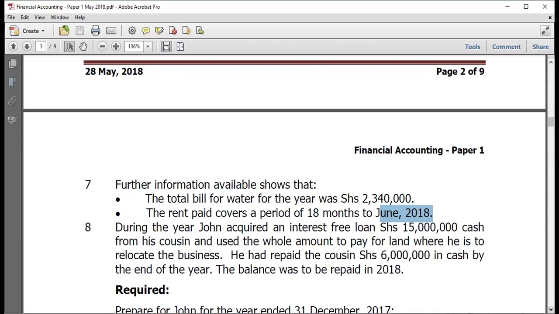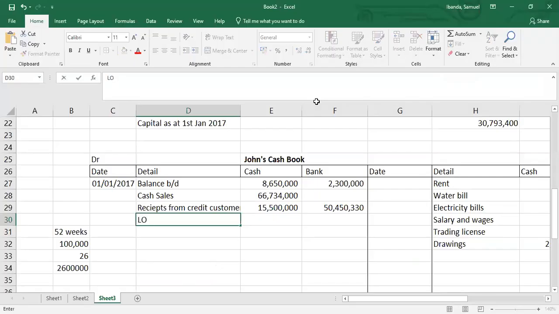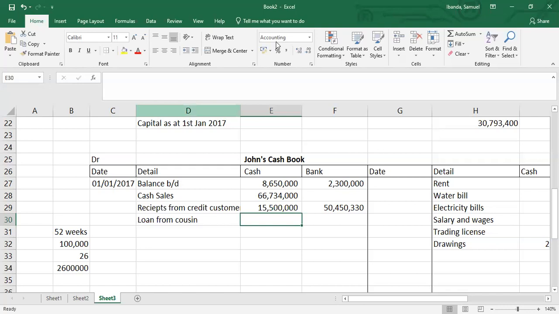So the first that we shall record is the loan, okay? The 15 million. So we shall go to our debit side here and say loan from cousin. Now, they have told us that this was a cash loan, okay? So I'll record it under the column of cash. If it was a bank loan, that would be under bank.